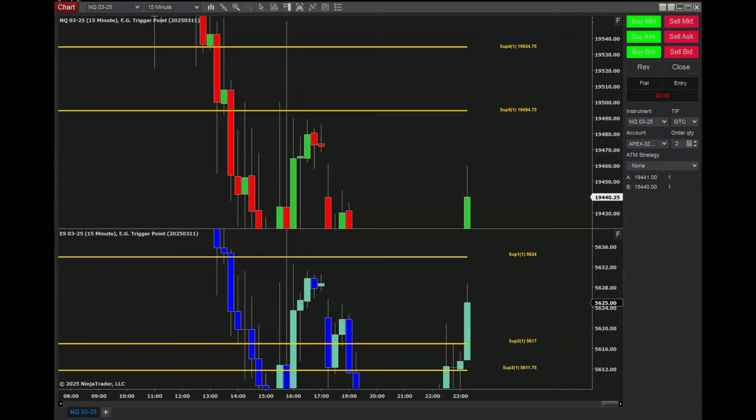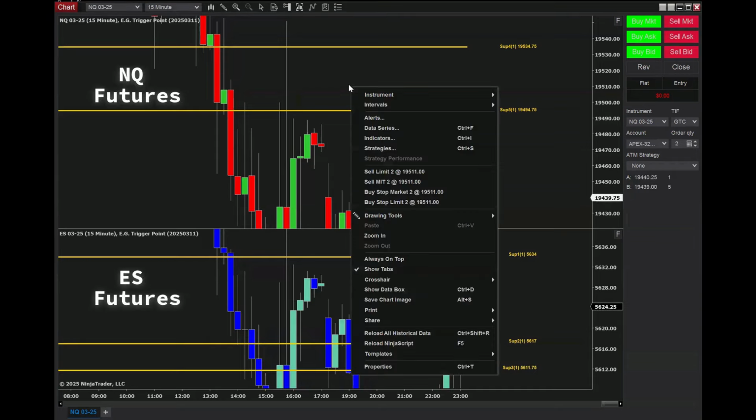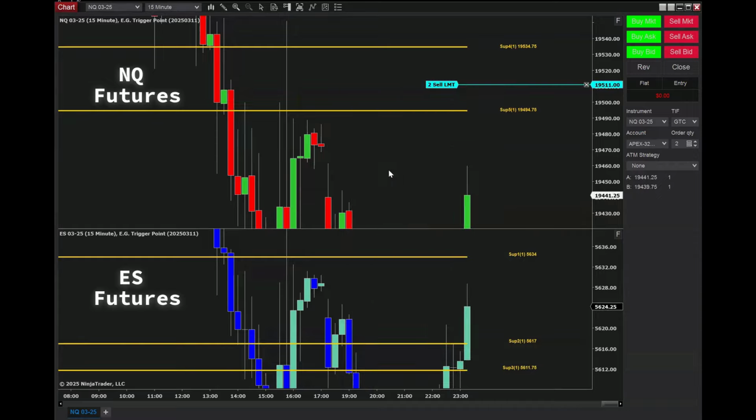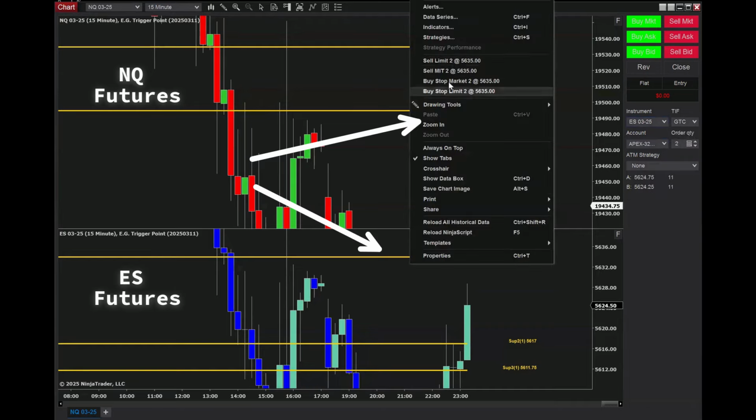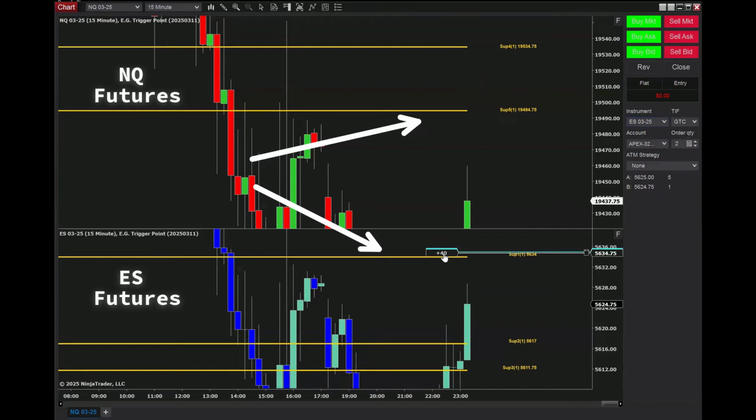Okay, now I want to demonstrate a correlation trade. You can see NQ at the top here and ES at the bottom. I identify an A+ setup. Why? Because both ES and NQ are reaching their resistance level at the same time, and there's a high distance between the levels. So to me, it's an A+ setup.